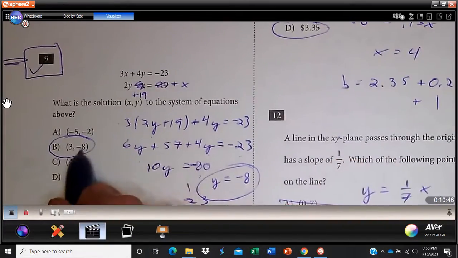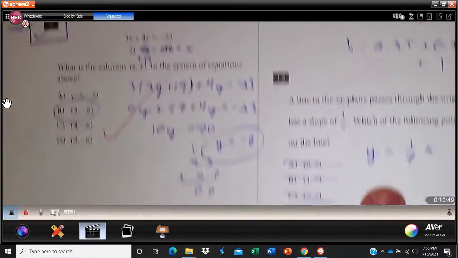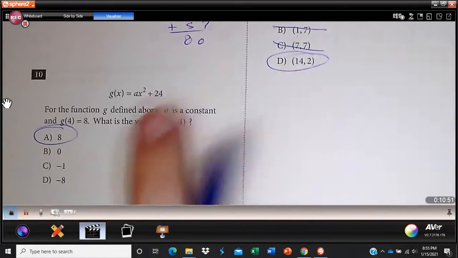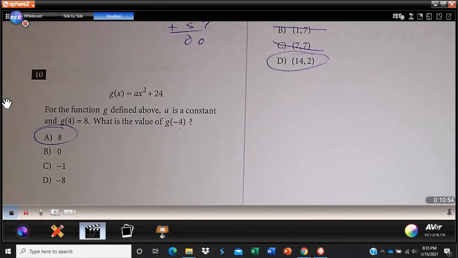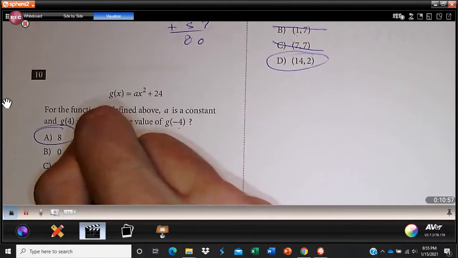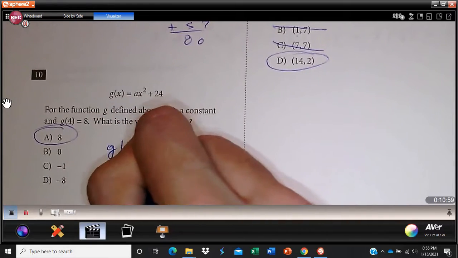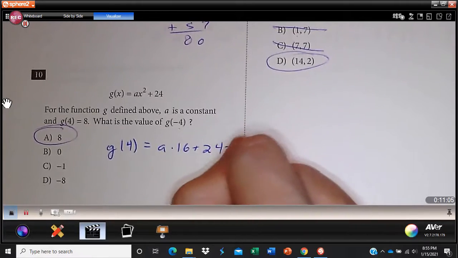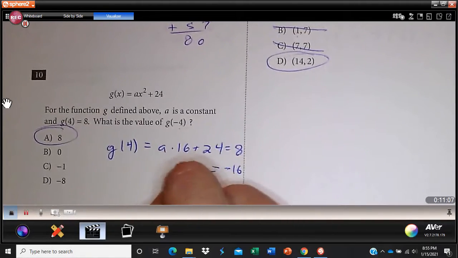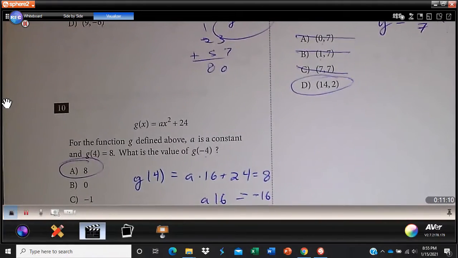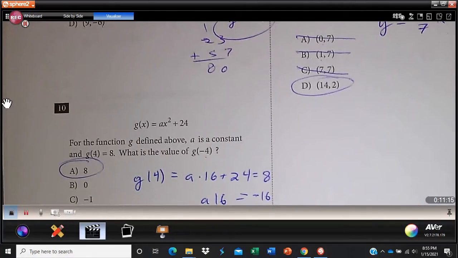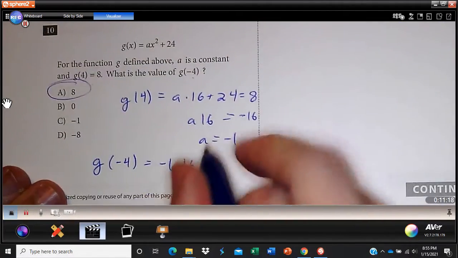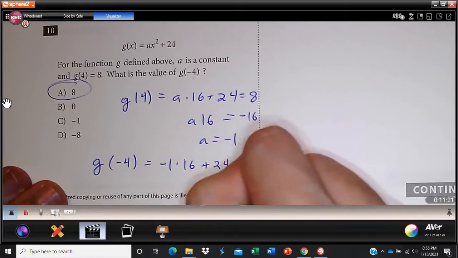9, I got one of the answer selections, and that's pretty rare to do on accident, so I'm confident in that. 10, okay, this one I'm actually going to do. So g of 4 is equal to a times 16 plus 24, and that's equal to 8. So minus 16 is equal to a 16, so a is minus 1. So now g of negative 4 is equal to minus 1 times 16 plus 24, so that's 8, which is what I said before, so that's good.